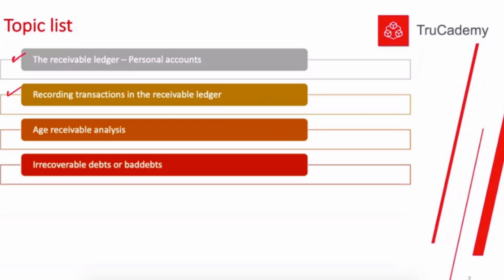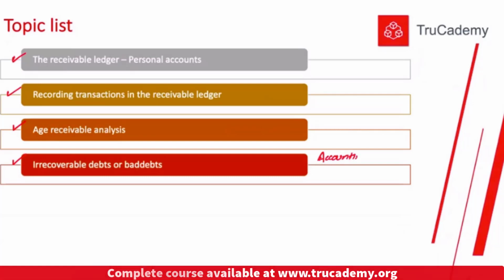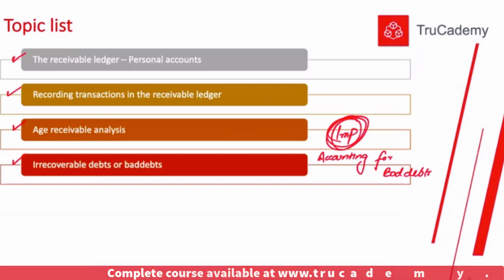Then we sometimes produce reports for our credit customers analysis, which we call aged receivable analysis. Then irrecoverable debts or bad debts, how to do accounting for bad debts, that is what we are going to look at in this. Accounting for bad debts, again, is a very important chapter at the level of FA1.